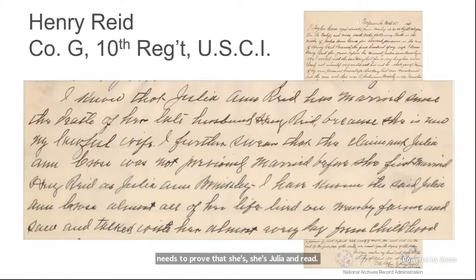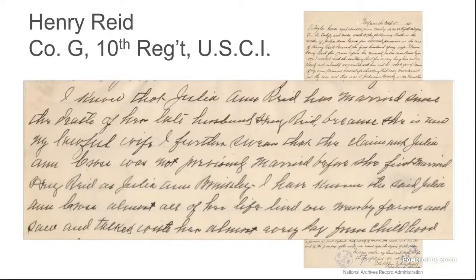So you get these narratives. These are what these narratives are for, they go out and they ask neighbors, family, and others who know these people to give testimony. And this is the testimony of one of her neighbors. And here's what he wrote in this narrative. I know that Julia Ann Reid has married since the death of her late husband. See, if she's married, then she's filing under a new name and she needs to prove that she was Julia Reid, okay? Because she is now my lawful wife. So this is her second husband verifying that she's the same person.